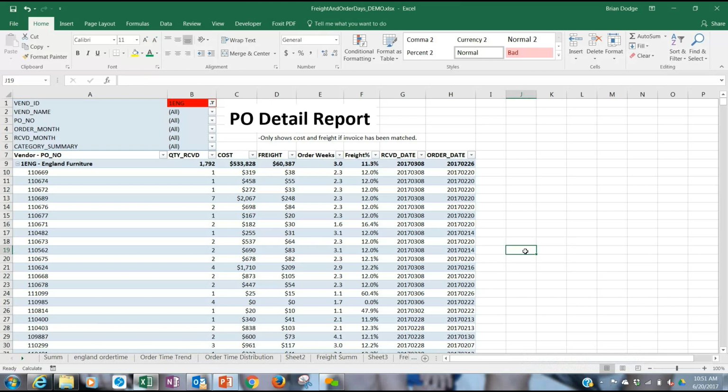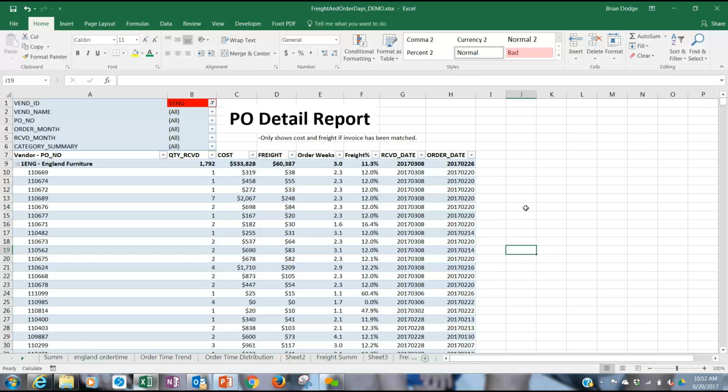Again, we focus on freight because it's a margin driver within your business, so we will be able to track that. Like I said, this is a very useful tool if you're getting ready to meet with a certain vendor. You can pull up their information and even have the details behind it. In this case, for example, England, you could pull up all their POs and look at the cost and freight information as well as the order time.